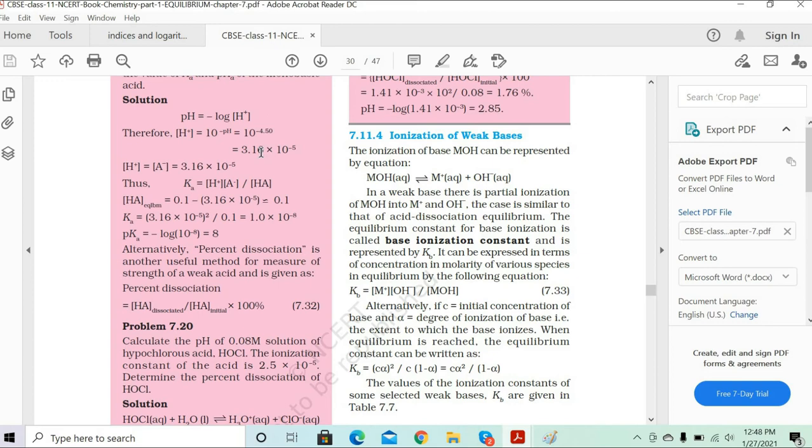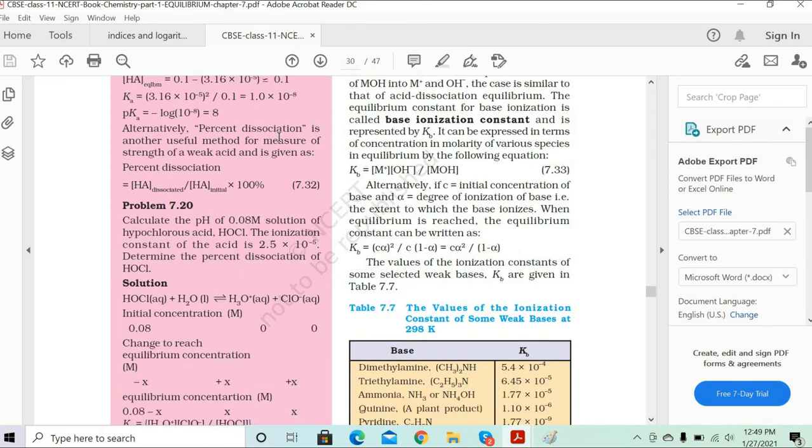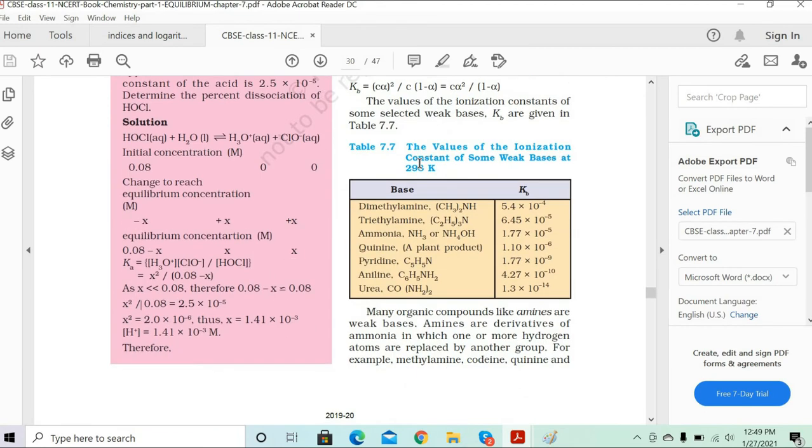And what will be the equilibrium constant of the base? That will be denoted by Kb. The equilibrium constant of the base will be given as M plus ion concentration into OH minus ion concentration divided by MOH concentration. Clear? The method remains the same. We assume that C is the initial concentration of the base and alpha is the degree of dissociation. So at equilibrium, it will be C alpha, C alpha. Correct? And you have the equilibrium constant K equal to C alpha whole square by C into 1 minus alpha. Correct? Same thing. There is no difference in the formula, just that instead of K it becomes Kb. Now we are finding the equilibrium constant of the base. Clear?